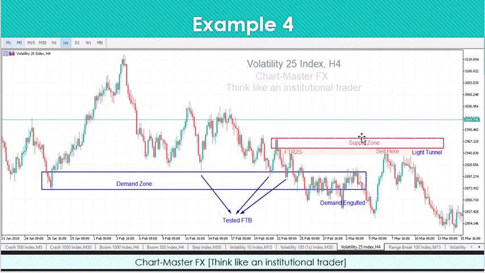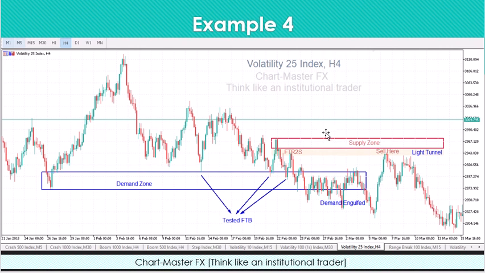So you put your stop loss just above the supply zone here, and the surface take profit is the depth of engulfment before the price came to the FTR to supply. So you can put your surface take profit here.